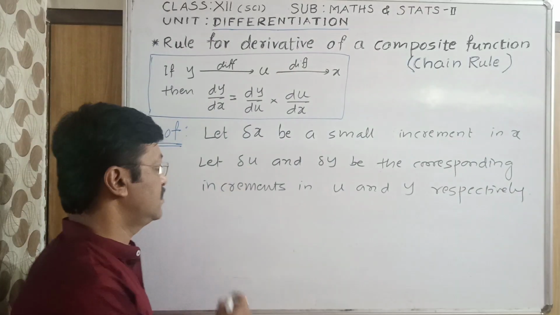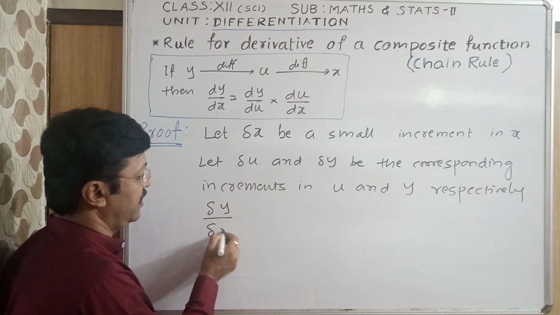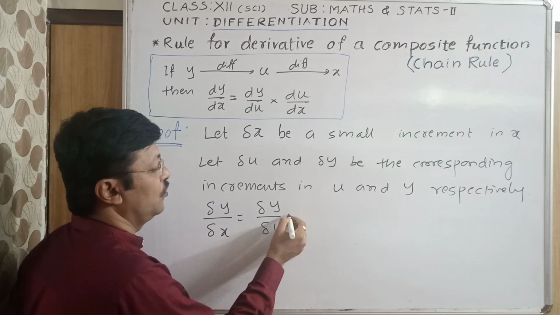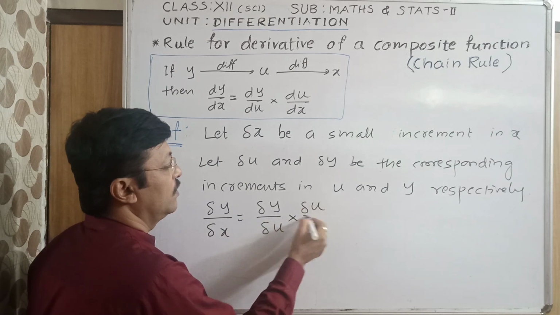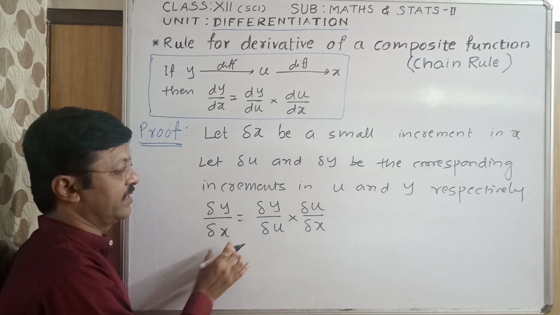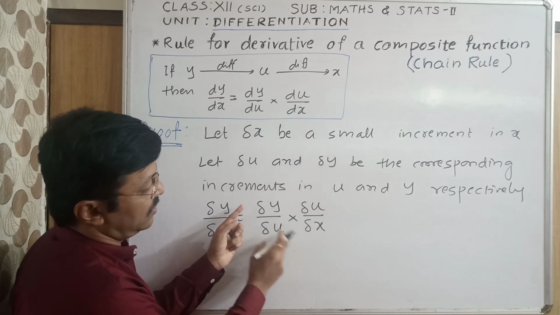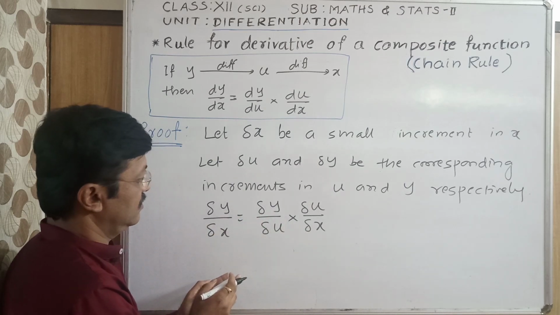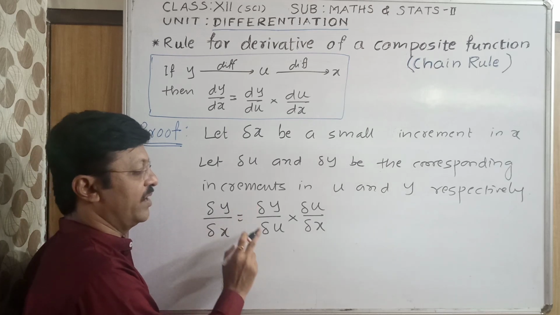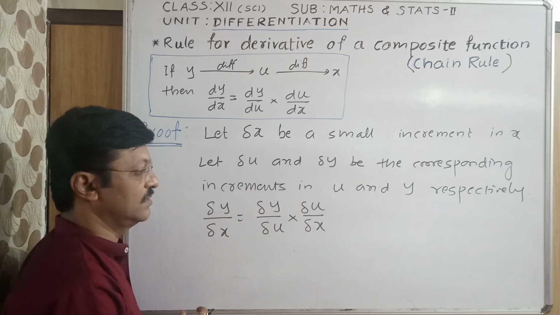We can write this step: delta y by delta x is equal to delta y by delta u into delta u by delta x. So this is balanced. If you cancel delta u, it will be just delta y by delta x. So delta y by delta x can be easily written as delta y by delta u into delta u by delta x, for our convenience.